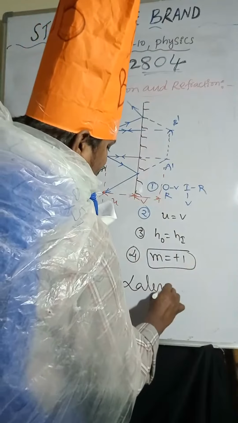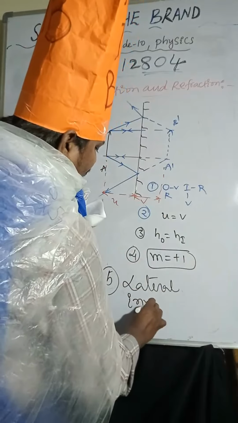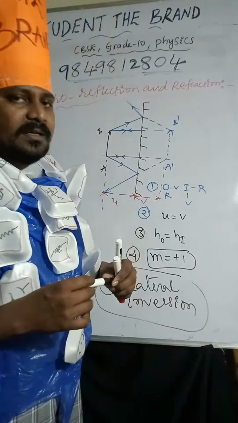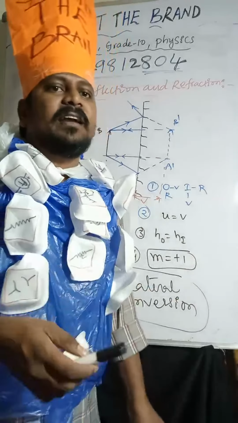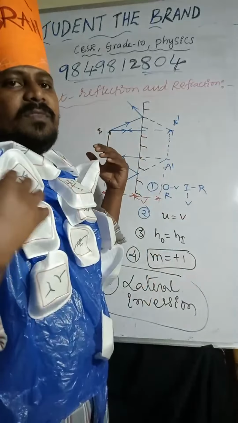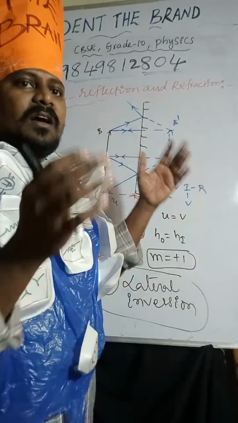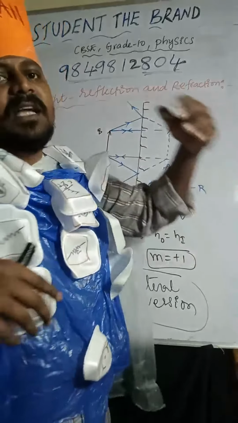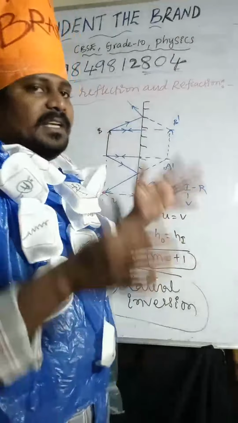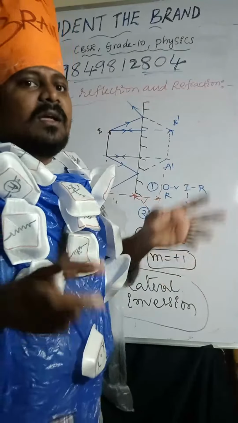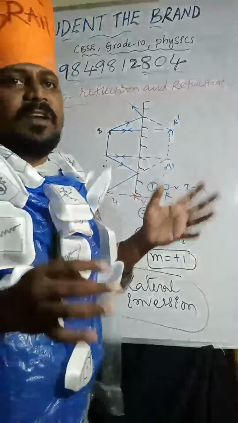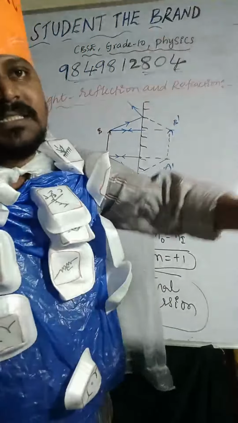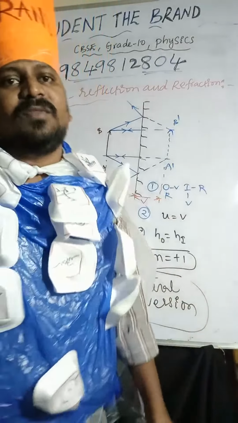Lateral inversion is nothing but the phenomenon of converting the right side of the object appearing to be the left side of the image, and the left side of the object appearing to be the right side of the image. So this mirror image is called lateral inversion.